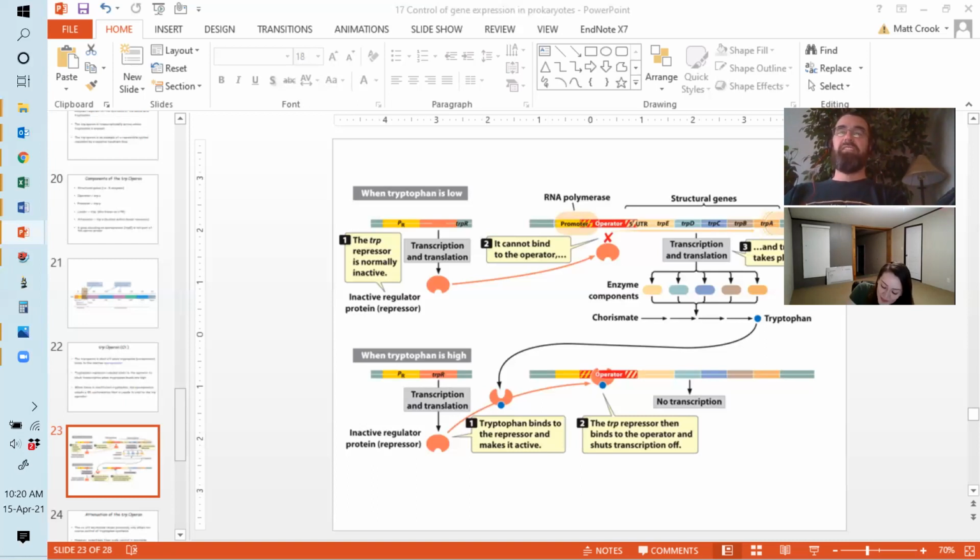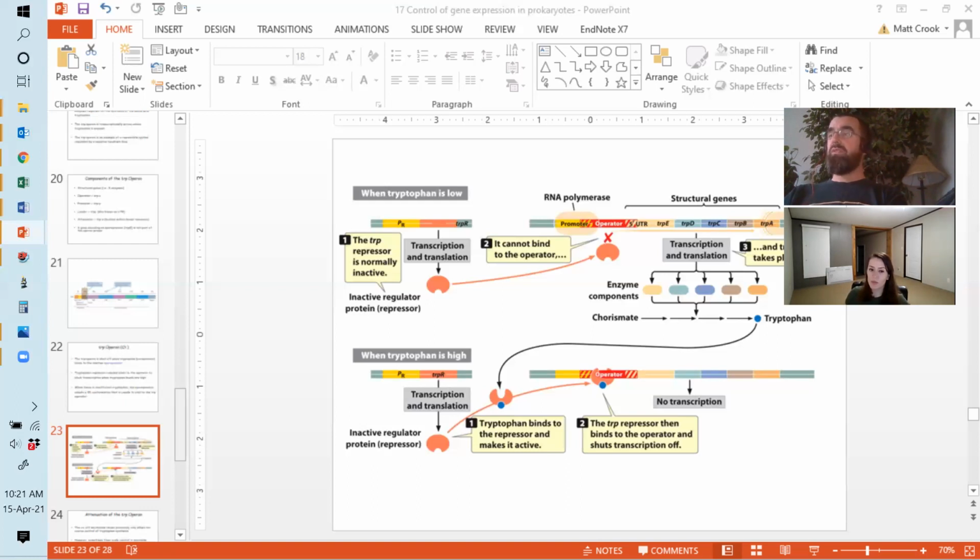So if transcription and translation are coupled, and tryptophan is needed for translation, now we have another means of detecting how much tryptophan is present, right? Because if tryptophan is not present at high enough levels, translation cannot occur. If tryptophan is present at high levels, translation occurs normally.